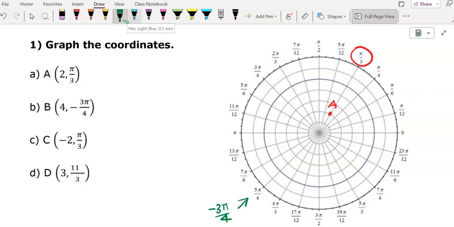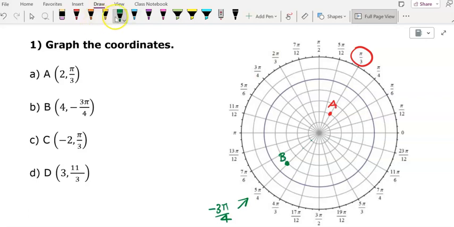So I'm at negative 3 pi over 4, which is right here, and it gives me an r of 4. So from my center, I'm going to go out 1, 2, 3, 4. And there's my point B.